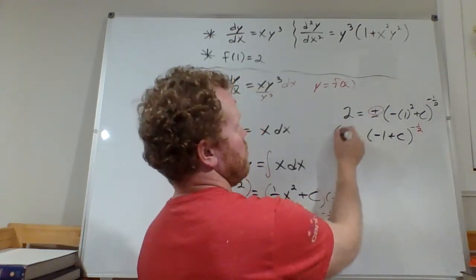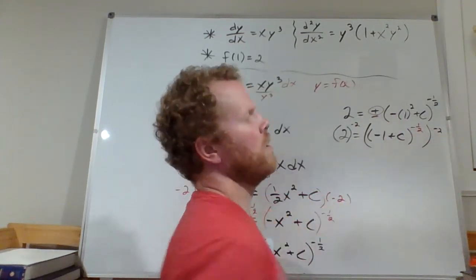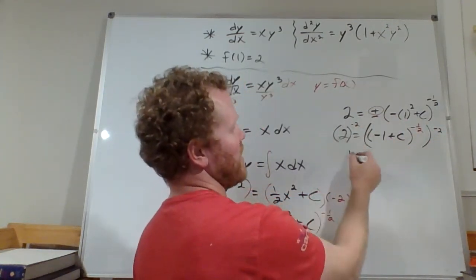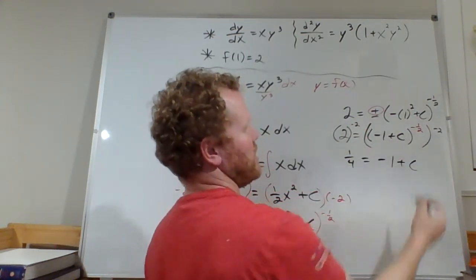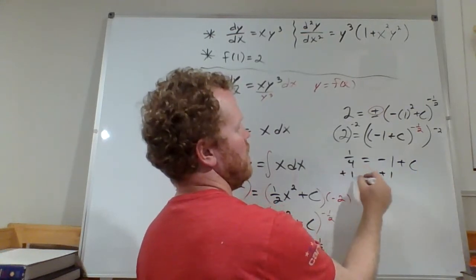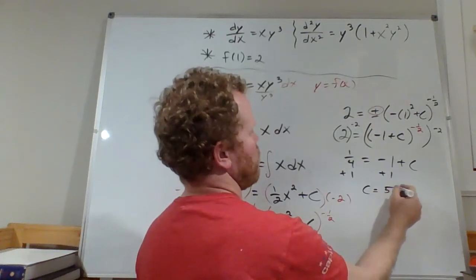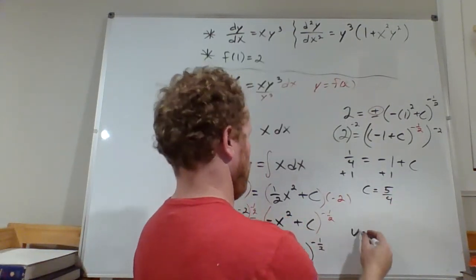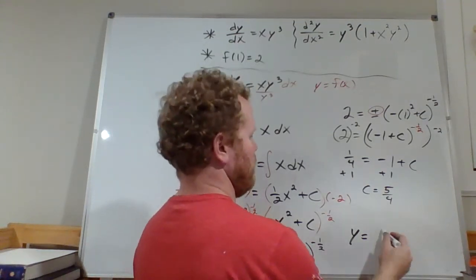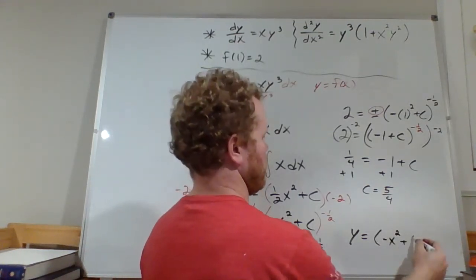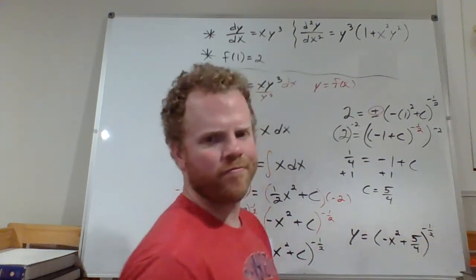So I would just raise both sides to the negative second power. Multiply those powers. 2 to the negative second is a quarter. These should cancel, and you get negative 1 plus c. Add the 1. 1 is really 4 quarters, so you should get c as 5 quarters. So officially, y is equal to positive. You don't need to write the plus at the end. Negative x squared plus 5 quarters to the negative 1/2.